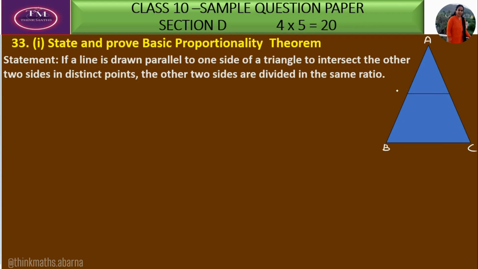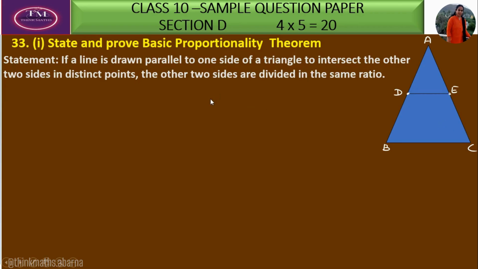What is given? We have to take points on each side. So D and E are points on each side. If a line is drawn parallel to one side of a triangle to intersect the other two sides in distinct points, so these two are distinct points, D and E are distinct points. DE is parallel to BC. So this is the given. What we have to prove? We have to prove the other two sides, AB and AC, are divided in the same ratio. AD by DB should be equal to AE by EC. So this is what we have to prove.